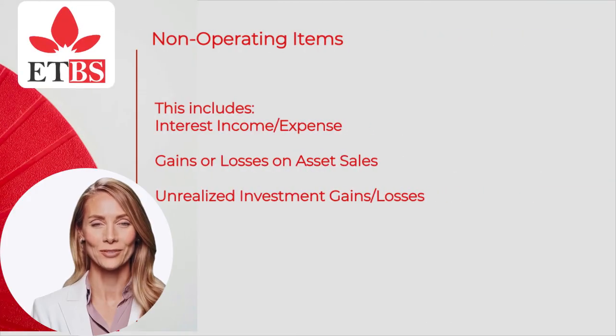6. Non-operating items. This includes interest income and expense, gains or losses on asset sales, and unrealized investment gains and losses. 7. Taxes. The amount paid to tax authorities based on pre-tax income. 8. Net income, or profit after tax. Net income = operating income - interest - taxes. This is the bottom line, showing the company's overall profitability.